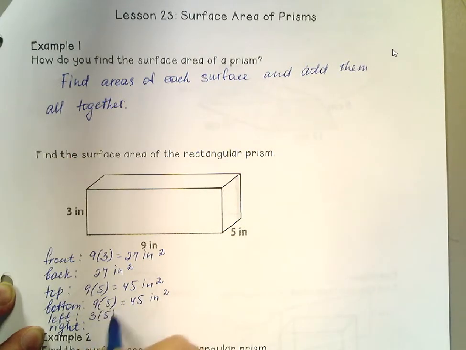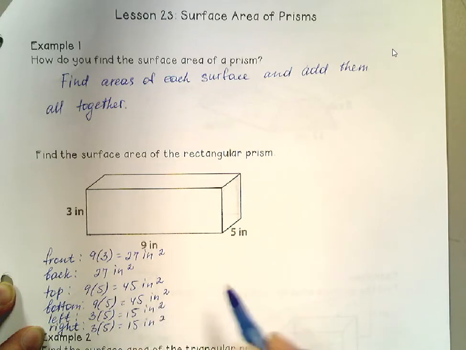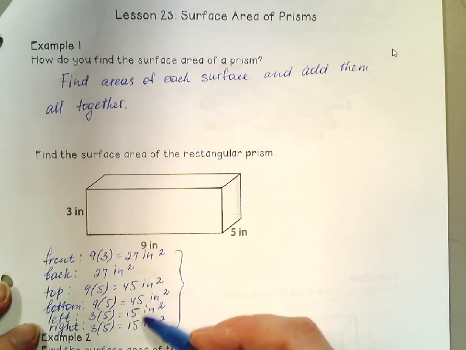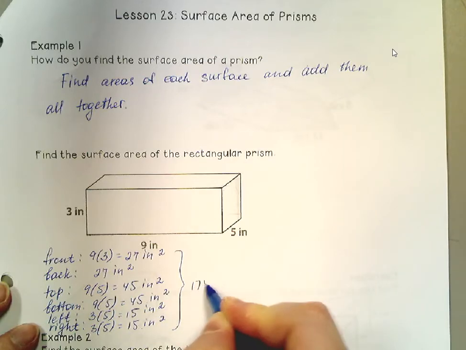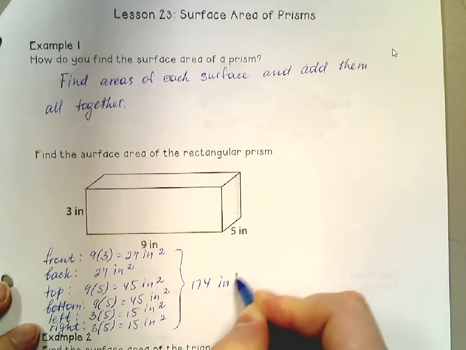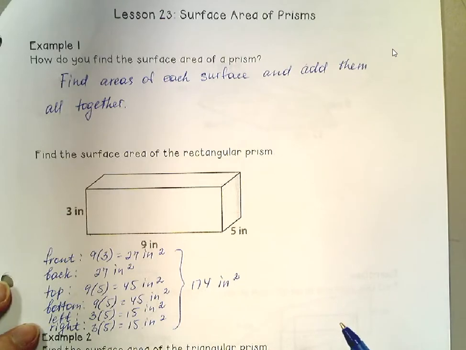3 times 5 is 15. And this one is as well 15 inches squared. And now we just add them all together. So here we have 90, 120, 120 and 54, 174 inches squared. This is our surface area of this rectangular prism.